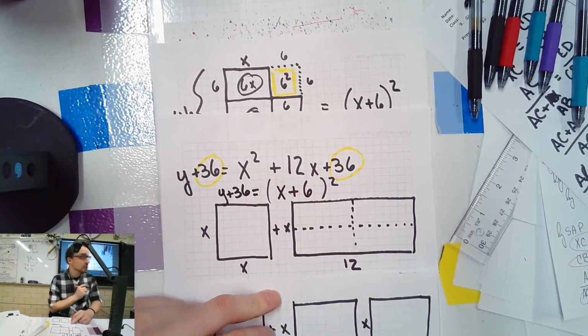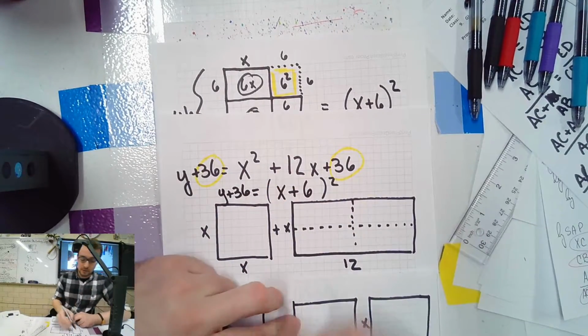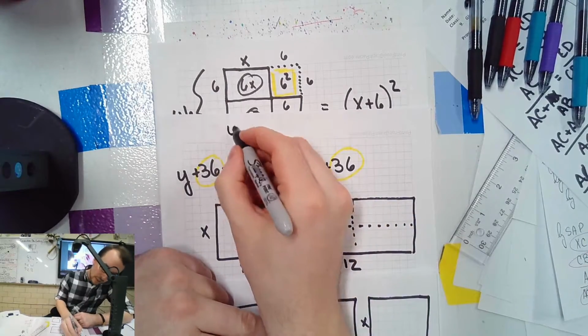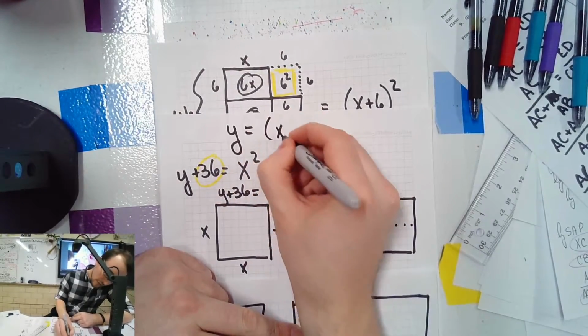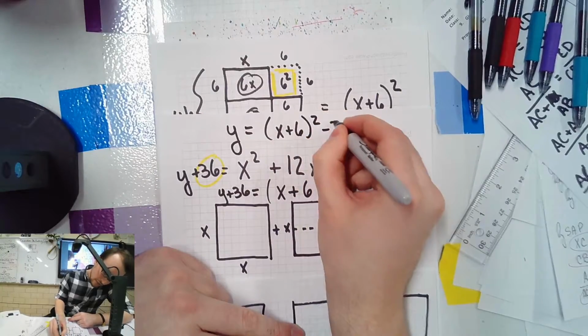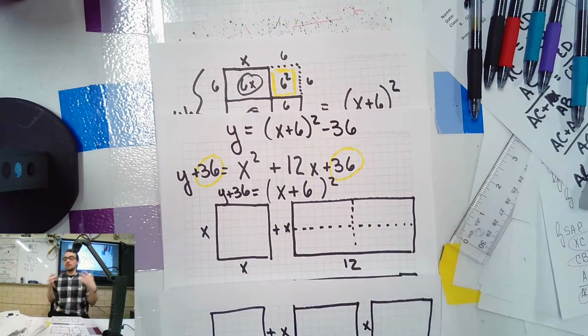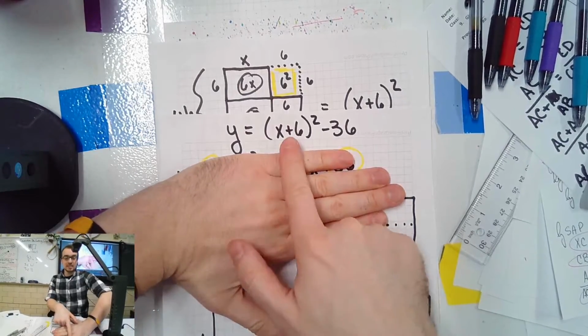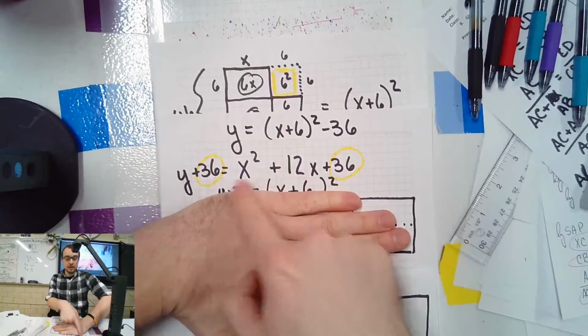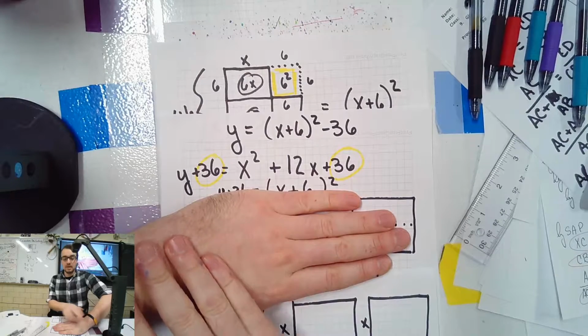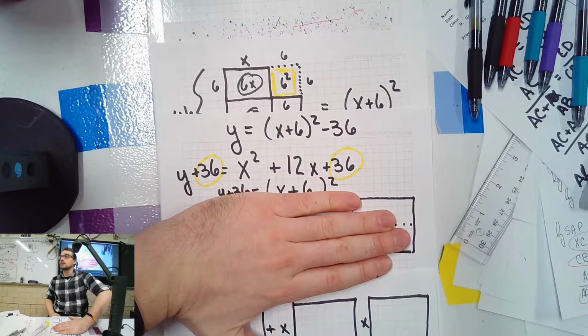Now we added on that 36, right? So what we have to do is subtract it over, and what do we get? Y equals quantity of x plus 6 squared minus 36. Now, how do we know if we did the math right and didn't just change the problem? We should be able to go back, right? So if that is the same thing as this, with the plus 36 added on, then we should be able to go back to it. Let's see if we can do it.